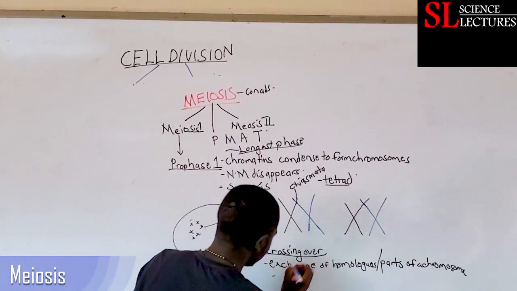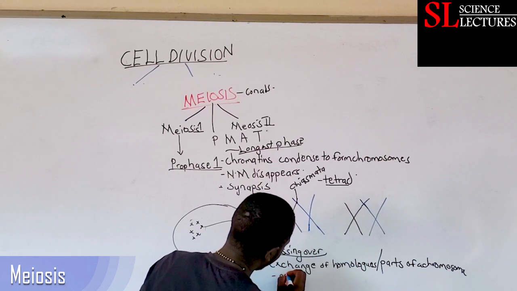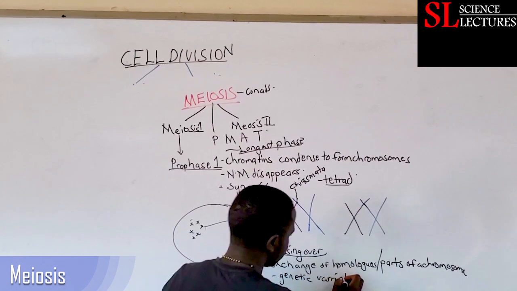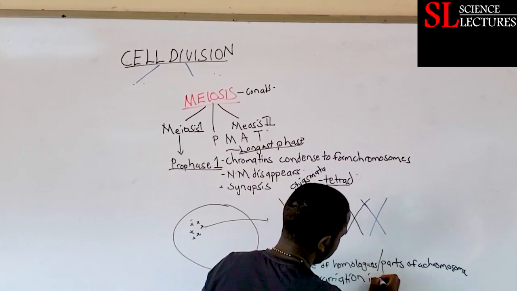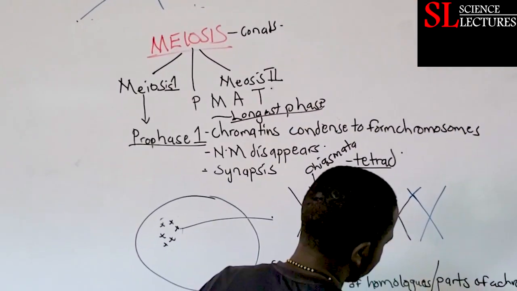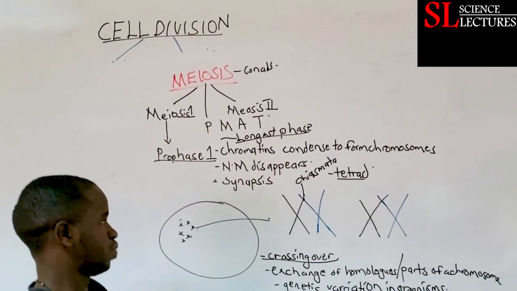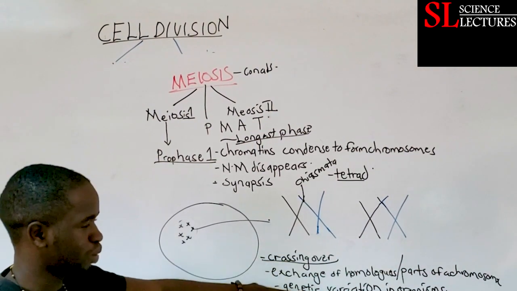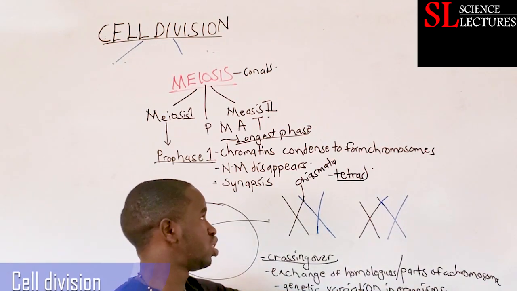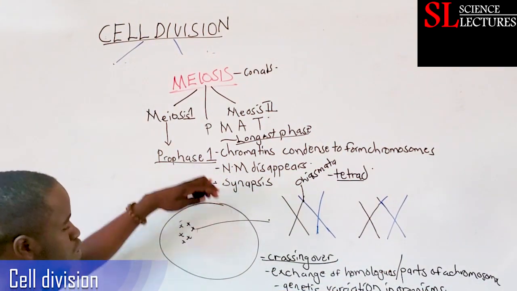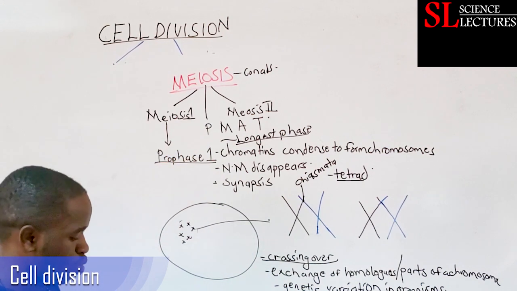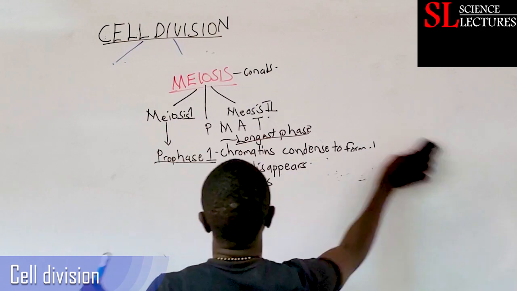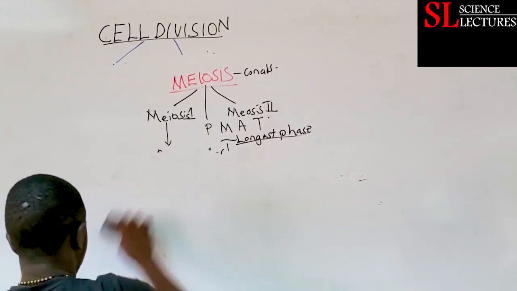And this is the major cause of genetic variation in organisms. Exchange of parts of the chromosome during crossing over is a major contributor of genetic variation in organisms, and it takes place during prophase 1 of meiosis 1. After having looked at prophase 1, let us proceed to the next phase, and that is metaphase 1.